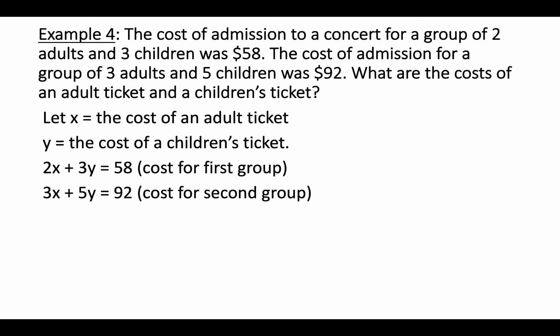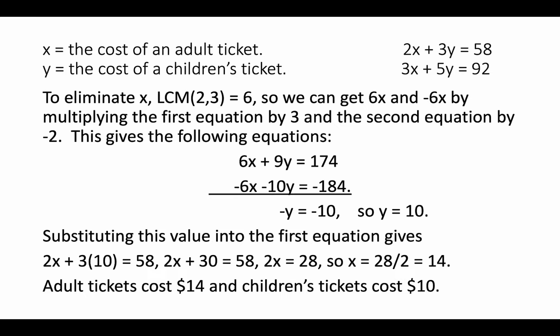The first group had 2 adults and 3 children, so their total cost would be 2x plus 3y, which is 58. The second group had 3 adults and 5 children, so their total cost would be 3x plus 5y, which is equal to 92. So this gives us our system of equations. If we wish to eliminate x, 2 is not a multiple of 3 and 3 is not a multiple of 2, so we need to find a common multiple.